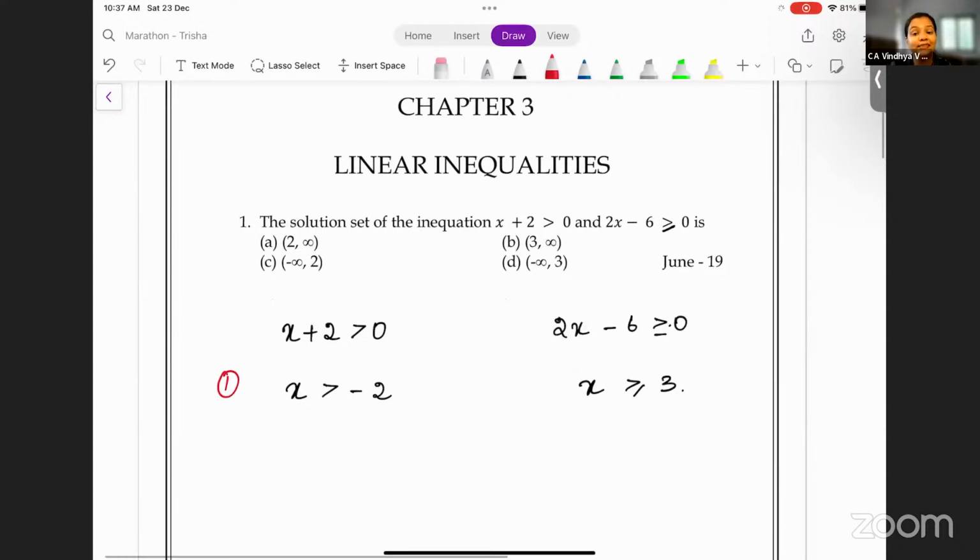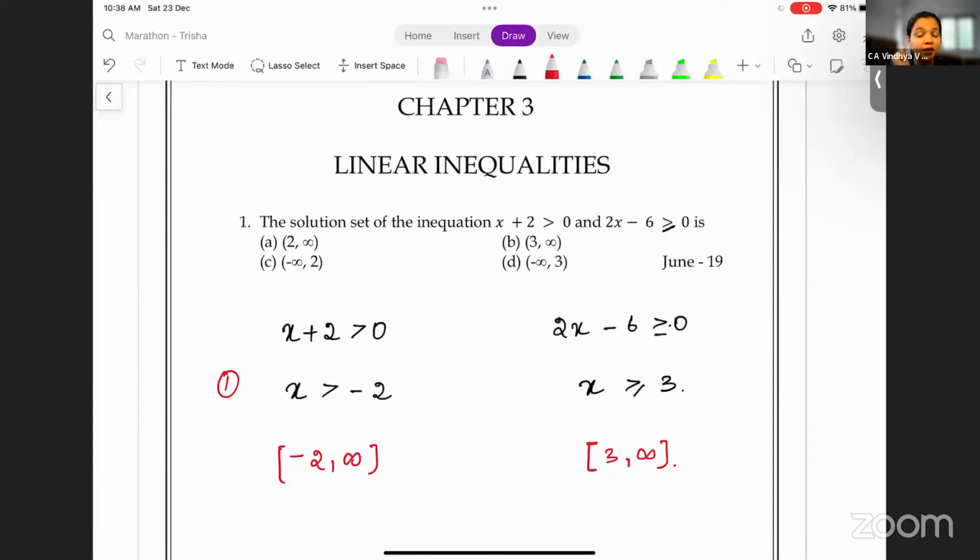Okay. If x is greater than minus 2, then can I say the value starts from minus 2 and ends at infinity? Yes. And if x is greater than 3, then the value starts at 3 and ends at infinity. This is clear? But you have to choose a common option, which satisfies both. Okay. If x is minus 2 up to infinity, will it satisfy the second equation? No. Because in the second equation, the value of x starts from 3.